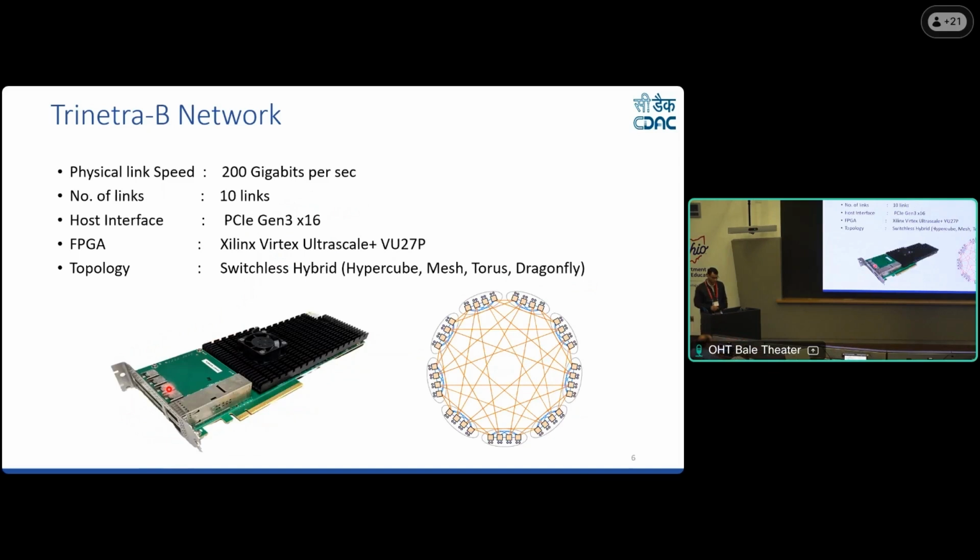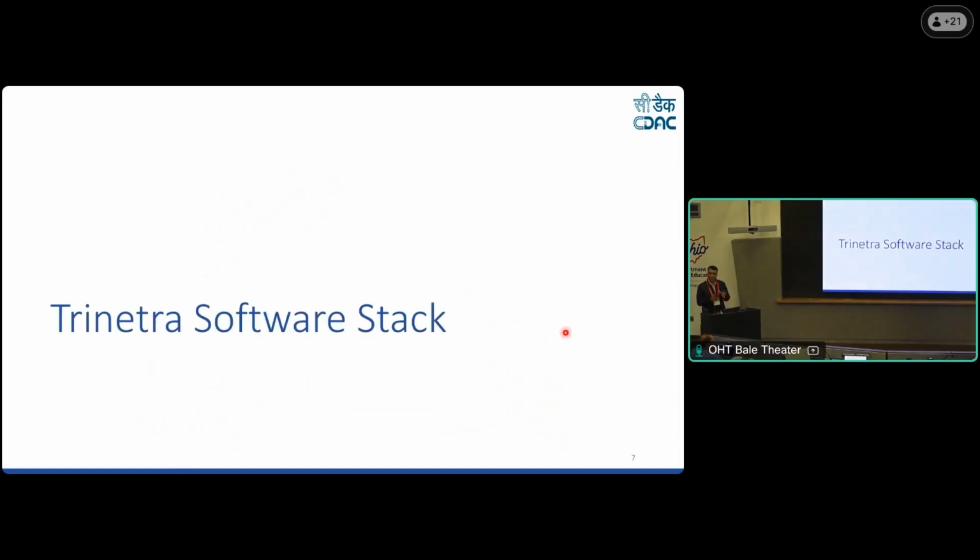The next product is Trinetra B, which we have developed recently. On the link side, it provides 200 gigabits per second speed. It has a PCI Gen 3 x16 interface on the host side. And again, it is also an FPGA-based card. Here you can see it provides 10 links through which we can configure multiple topologies like Mesh, Torus, Dragonfly, etc.